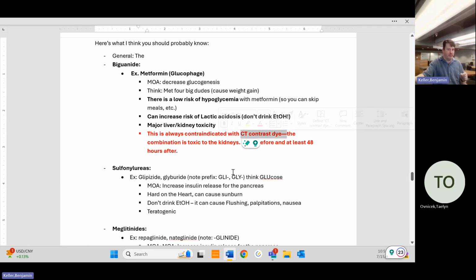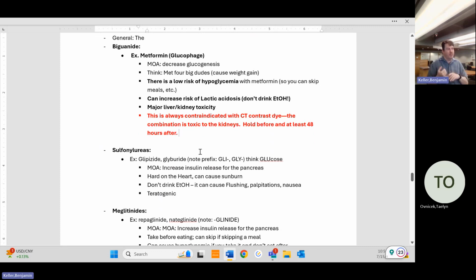And you will always see questions on this. So you need to know this, and that's why it's in red. It's always contraindicated with CT contrast dye. The combination is toxic to the kidneys, and so you want to hold it for at least 48 hours afterwards, and you want to hold it before for as long as you can.